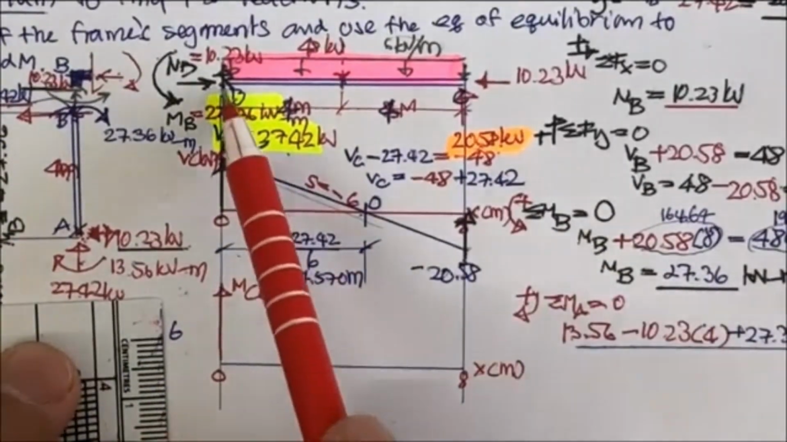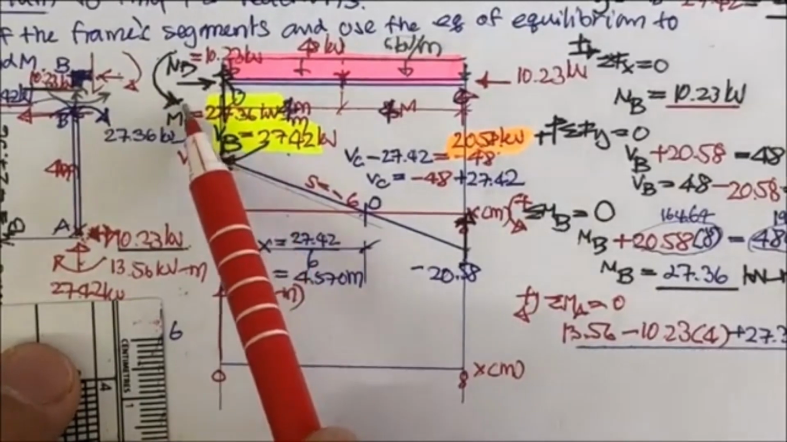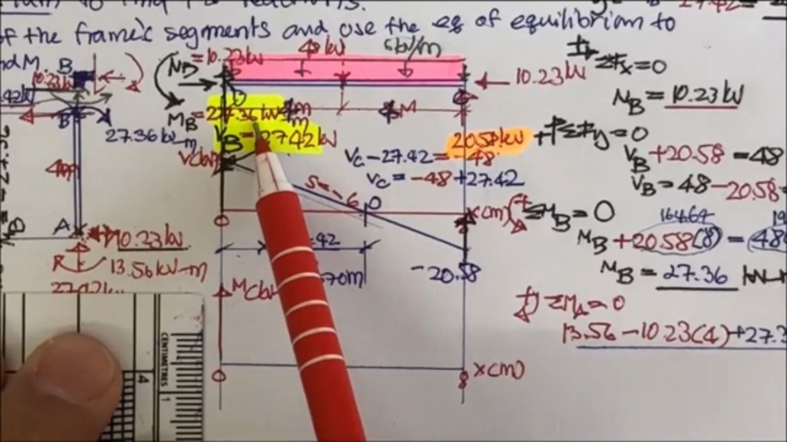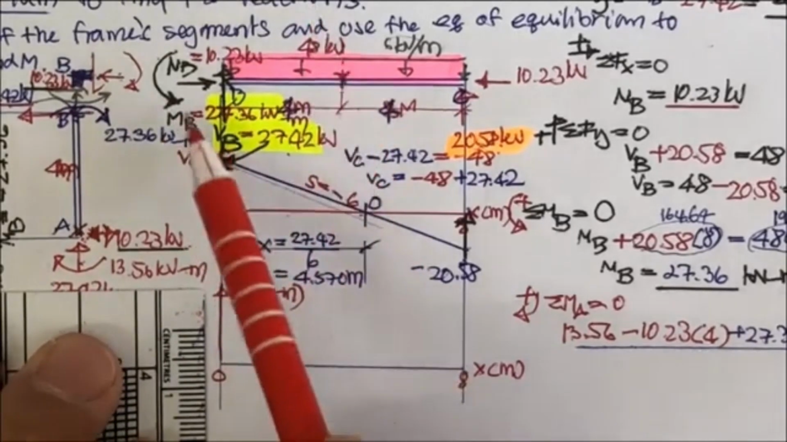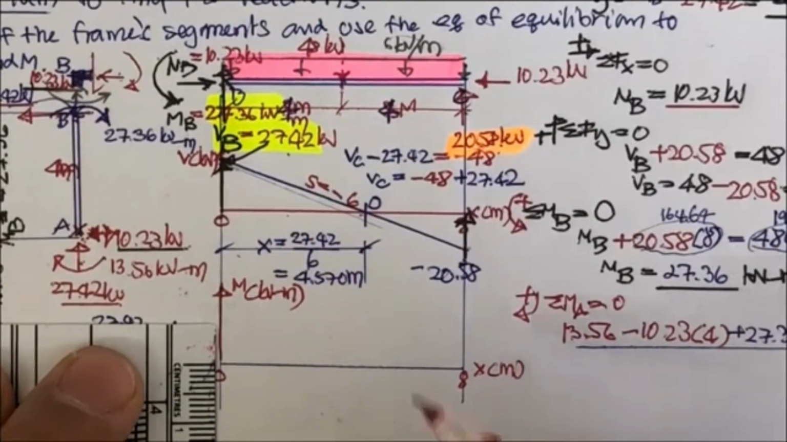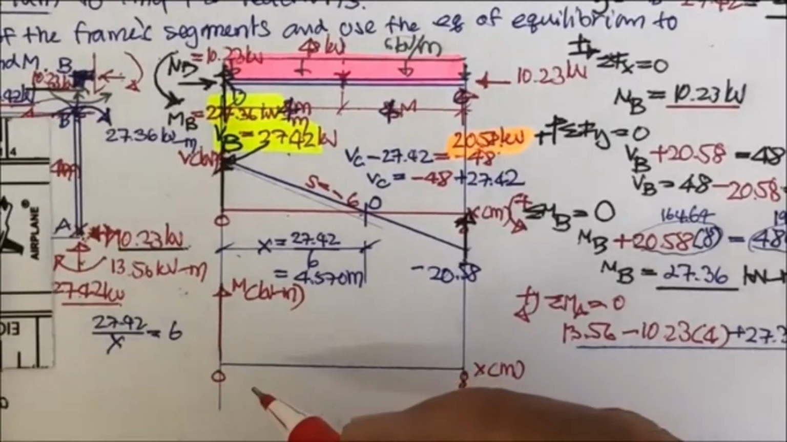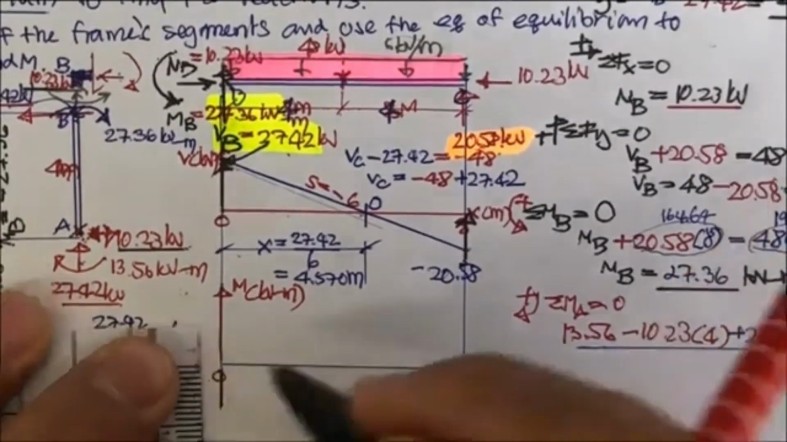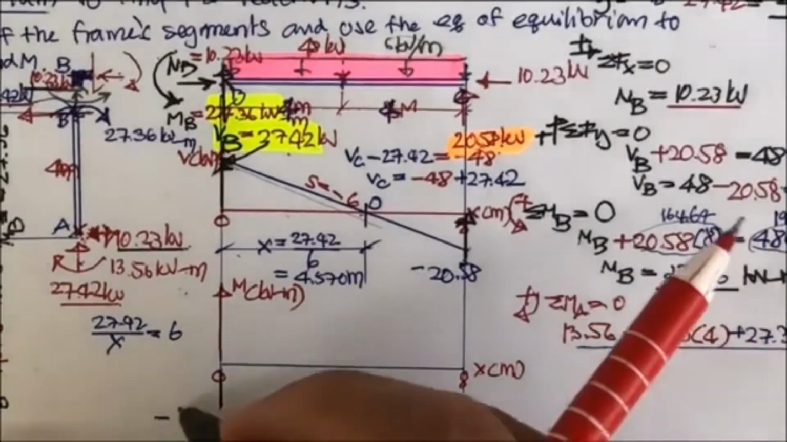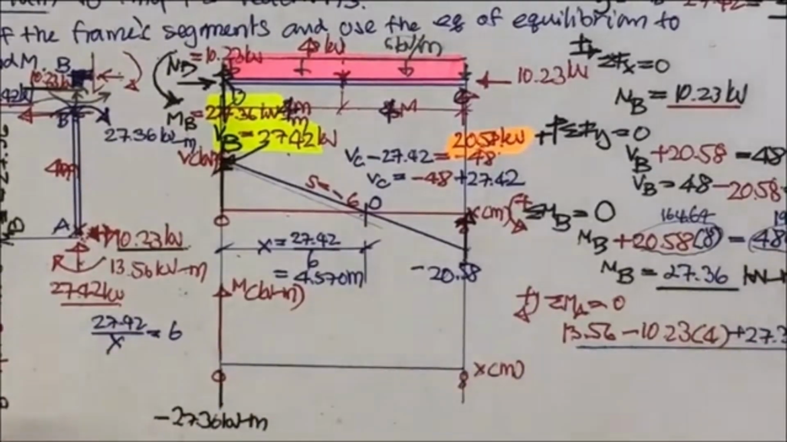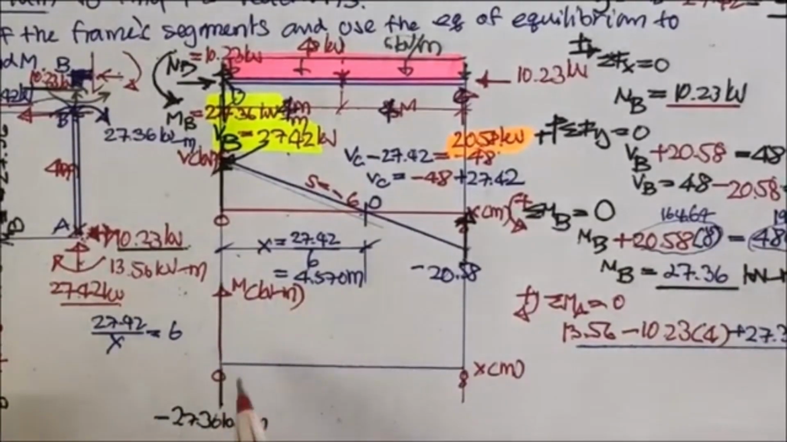And now you move to point B. Okay, at point B you got what? You got M sub B of 27.36, and that M sub B is rotated counterclockwise. When it's rotated counterclockwise, this M sub B is negative. Okay, and this M sub B will have the value of minus 27.36. So this is minus 27.36 kilonewton meter. If you like, you can put it. Okay. And what? Draw the moment diagram.